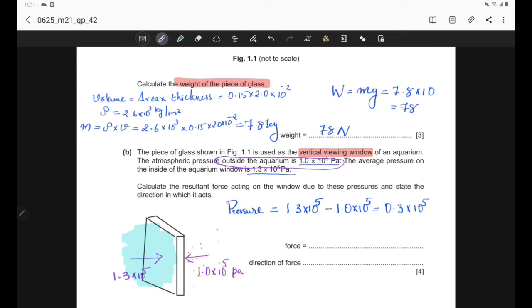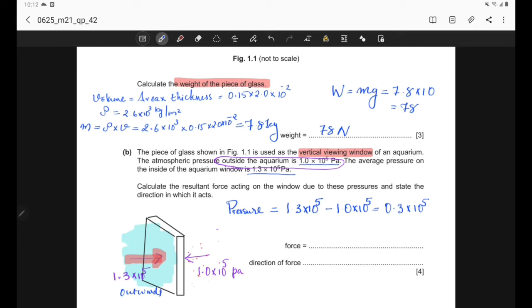is the resultant pressure acting, and we can see the pressure acting from the water is greater than the pressure acting on the glass due to the air. So the resultant pressure direction will be outwards, as water pressure is greater.